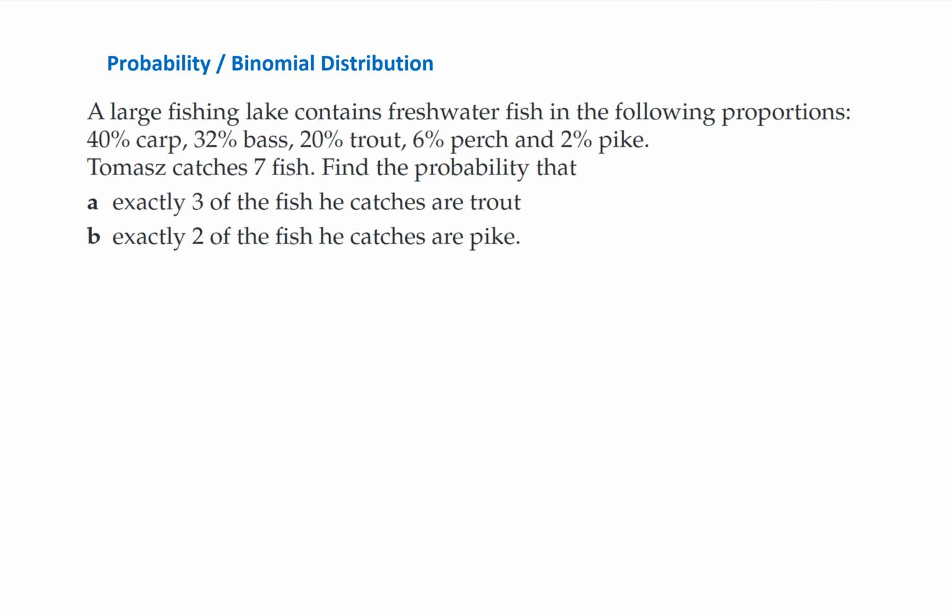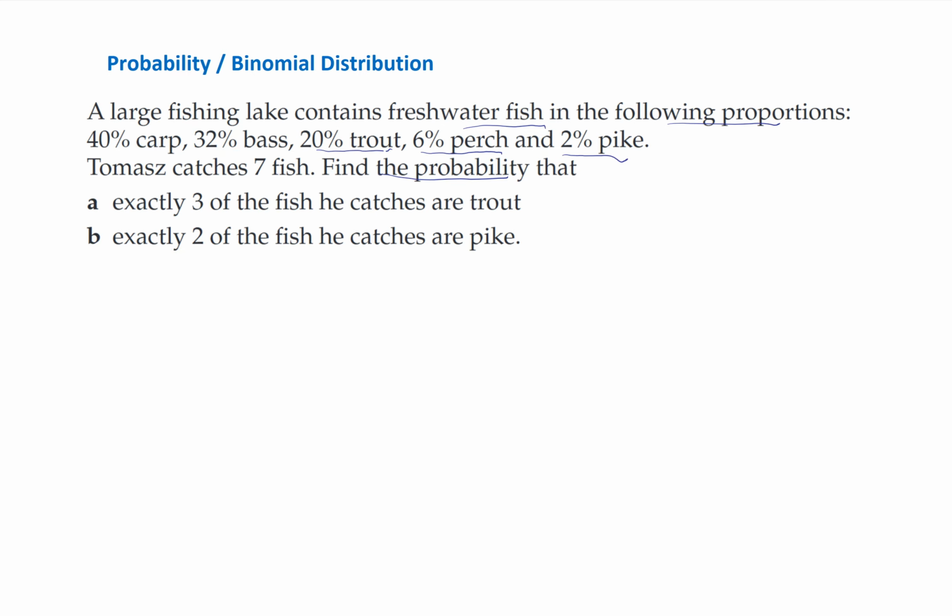So in this question, it's based on a probability binomial distribution. The question is, a large fishing lake contains freshwater fish in the following proportions: 40% carp, 32% bass, 20% trout, 6% perch, and 2% pike. Thomas catches 7 fish. Find the probability that exactly 3 of the fish he catches are trout, and B part is exactly 2 of the fish he catches are pike.